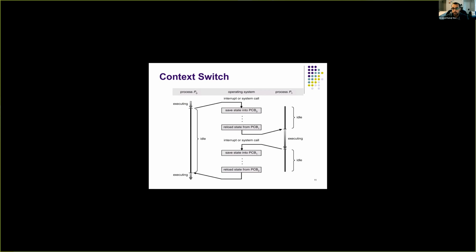And you can imagine that this scheduling could happen multiple times, right? Whenever processes yield the CPU or when they are blocked.